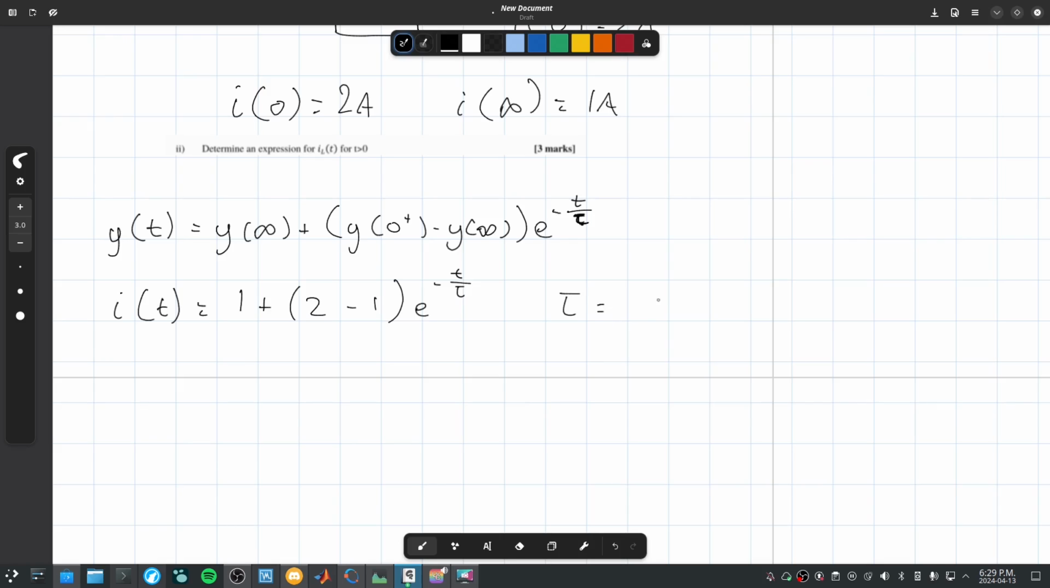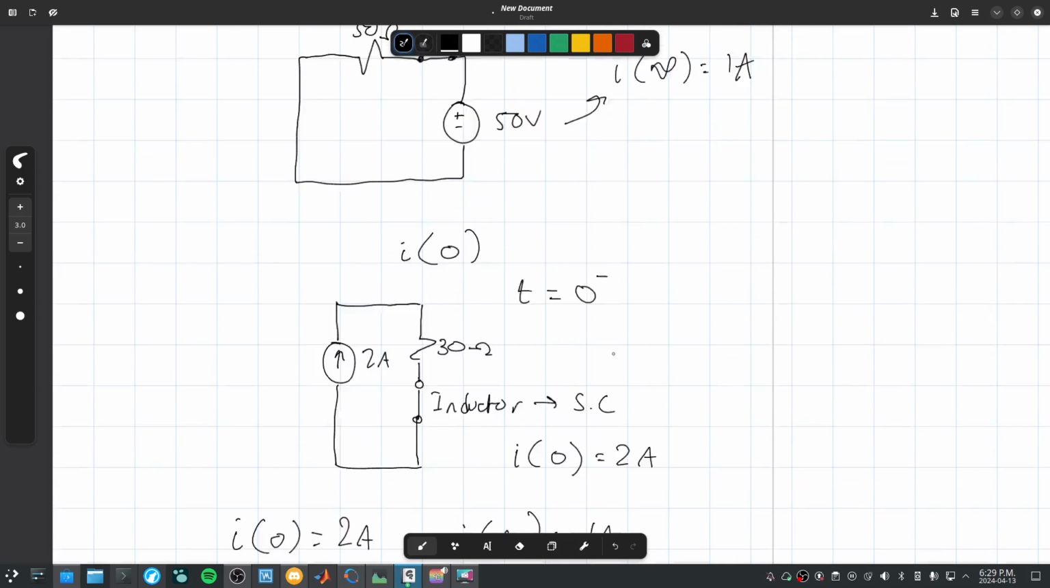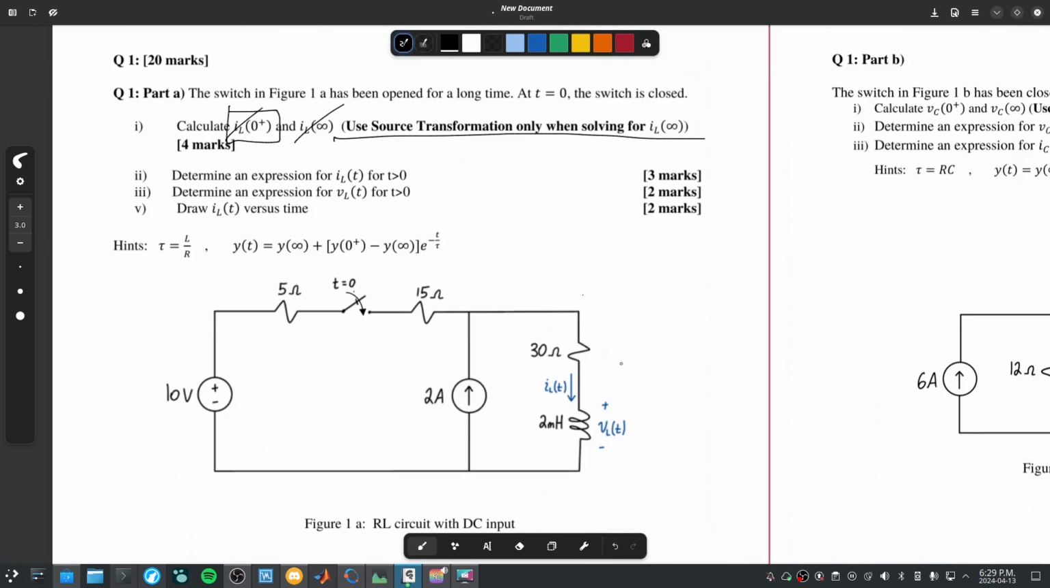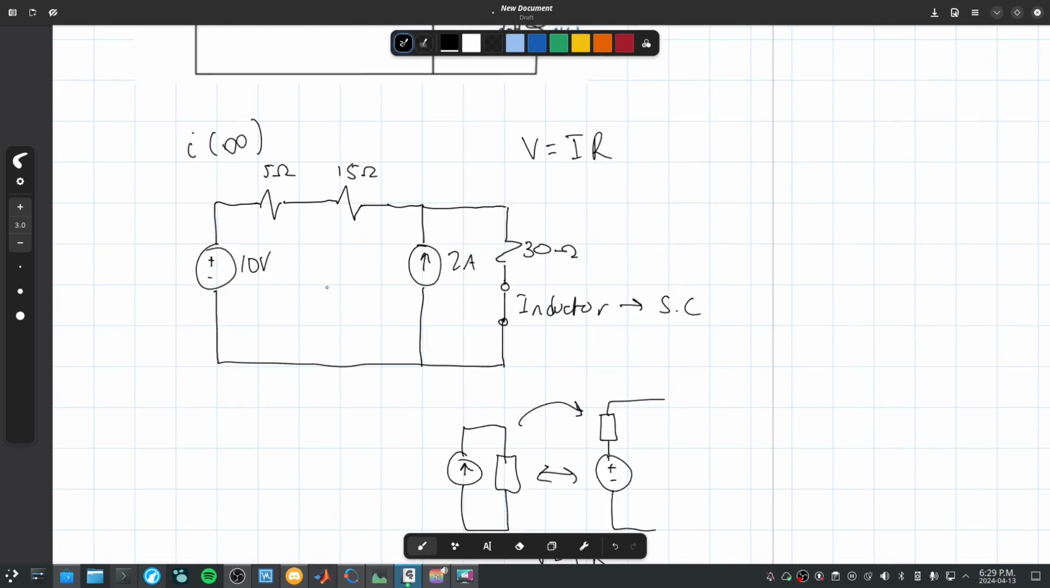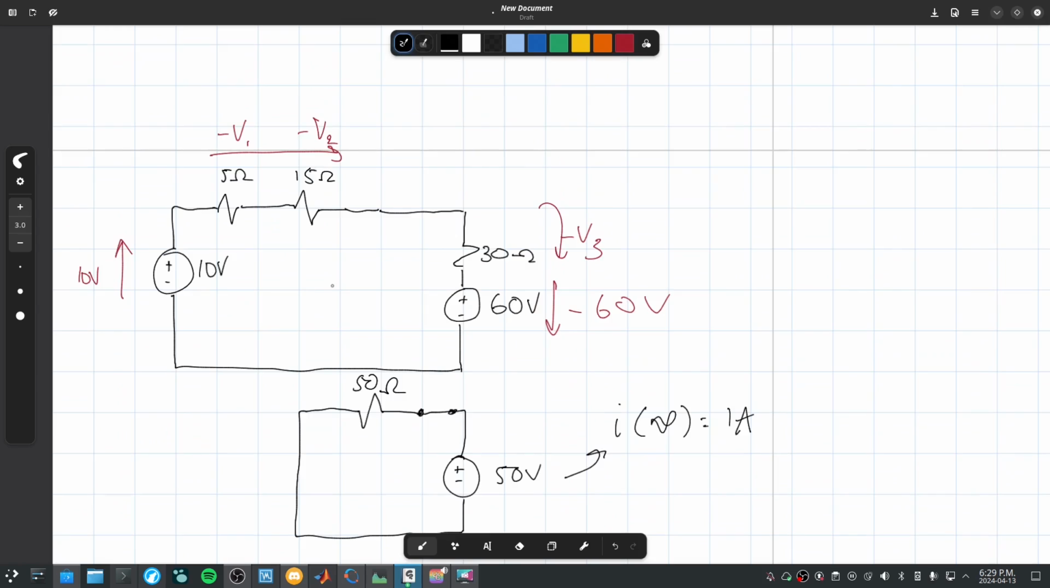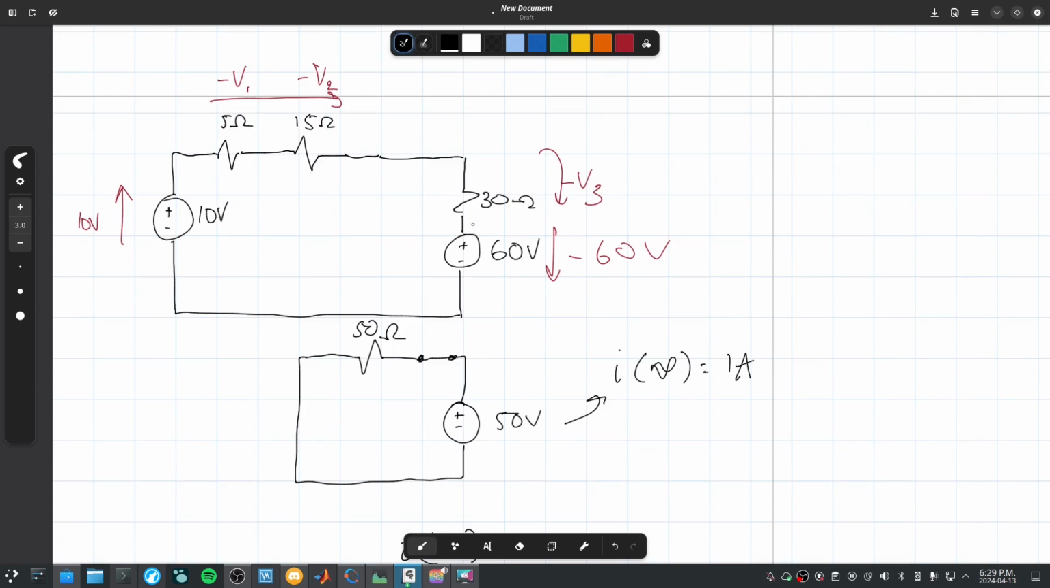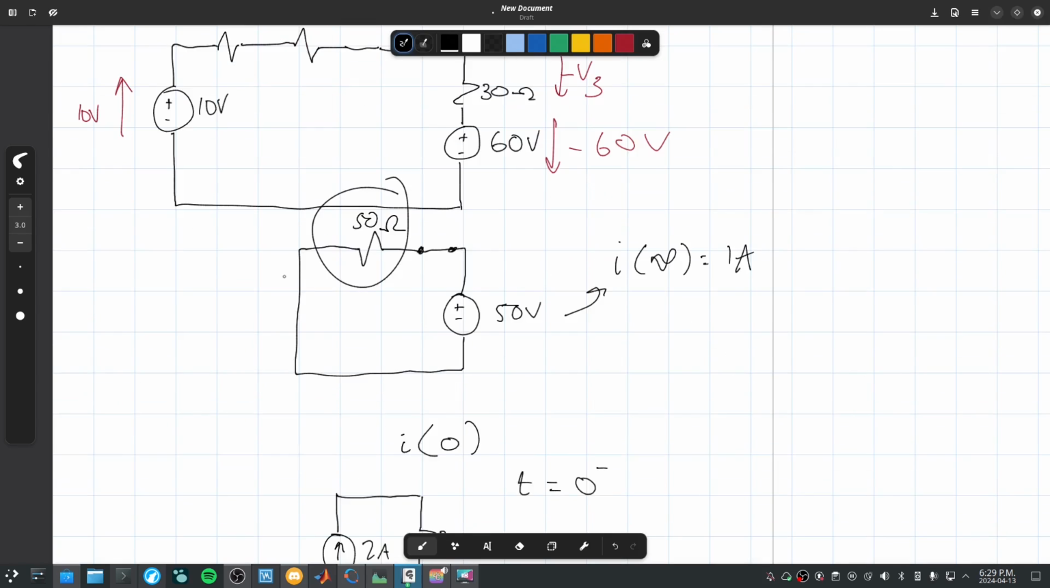Tau in an inductor circuit is L over R. So take your calculator. We had 2 millihenries, so 2 times 10 to the negative 3, divided by the resistance in the circuit, which is after t equals 0. This is after the switch is closed, so it's this resistance here.